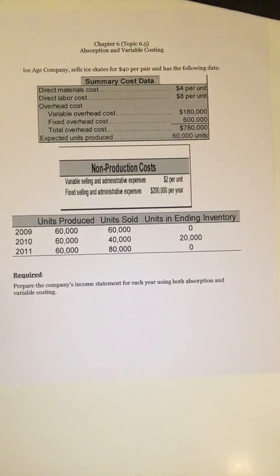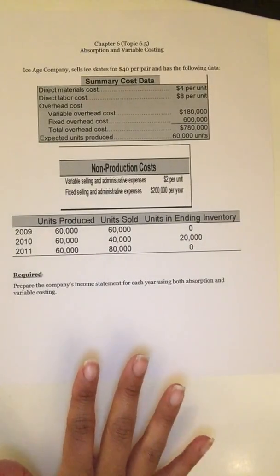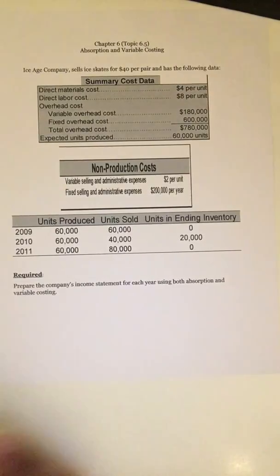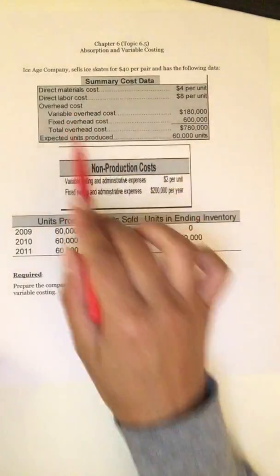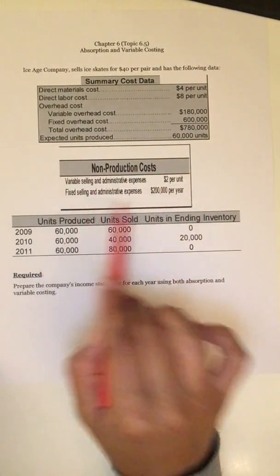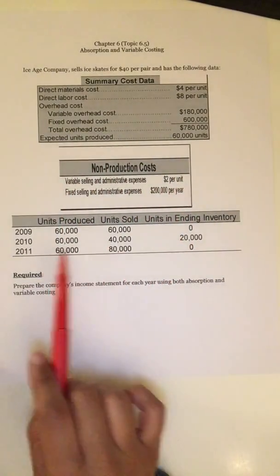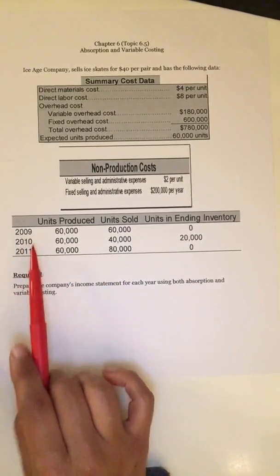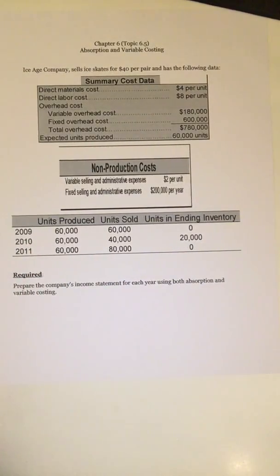Hello. So now you have an overview of the two systems, and we're going to start calculating the numbers. If you haven't already, go ahead and download this data sheet that's posted to Canvas in the module. It's for Ice Age Company, a manufacturer of ice skates. Here is their operating cost data, and then some information about the unit sales that they had and the units produced for 3 years.